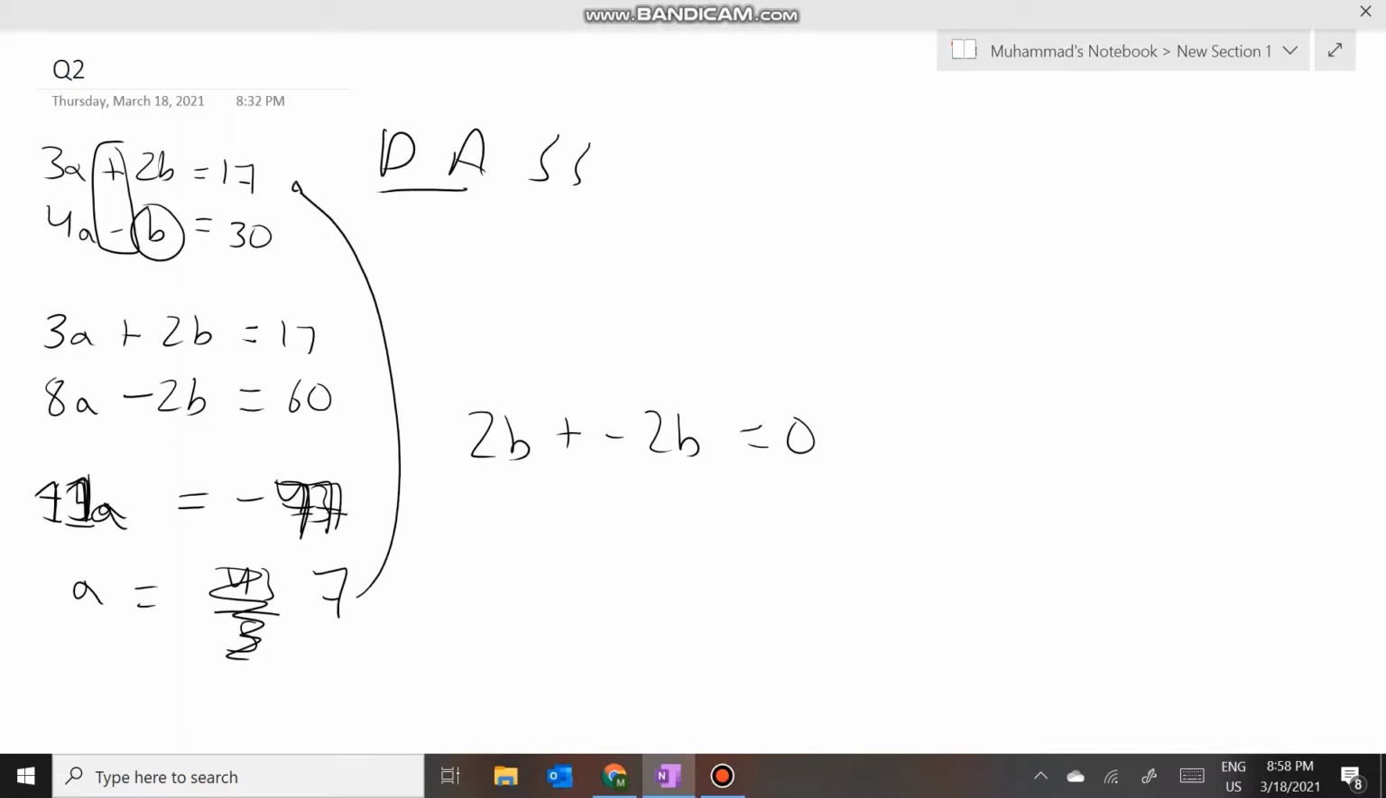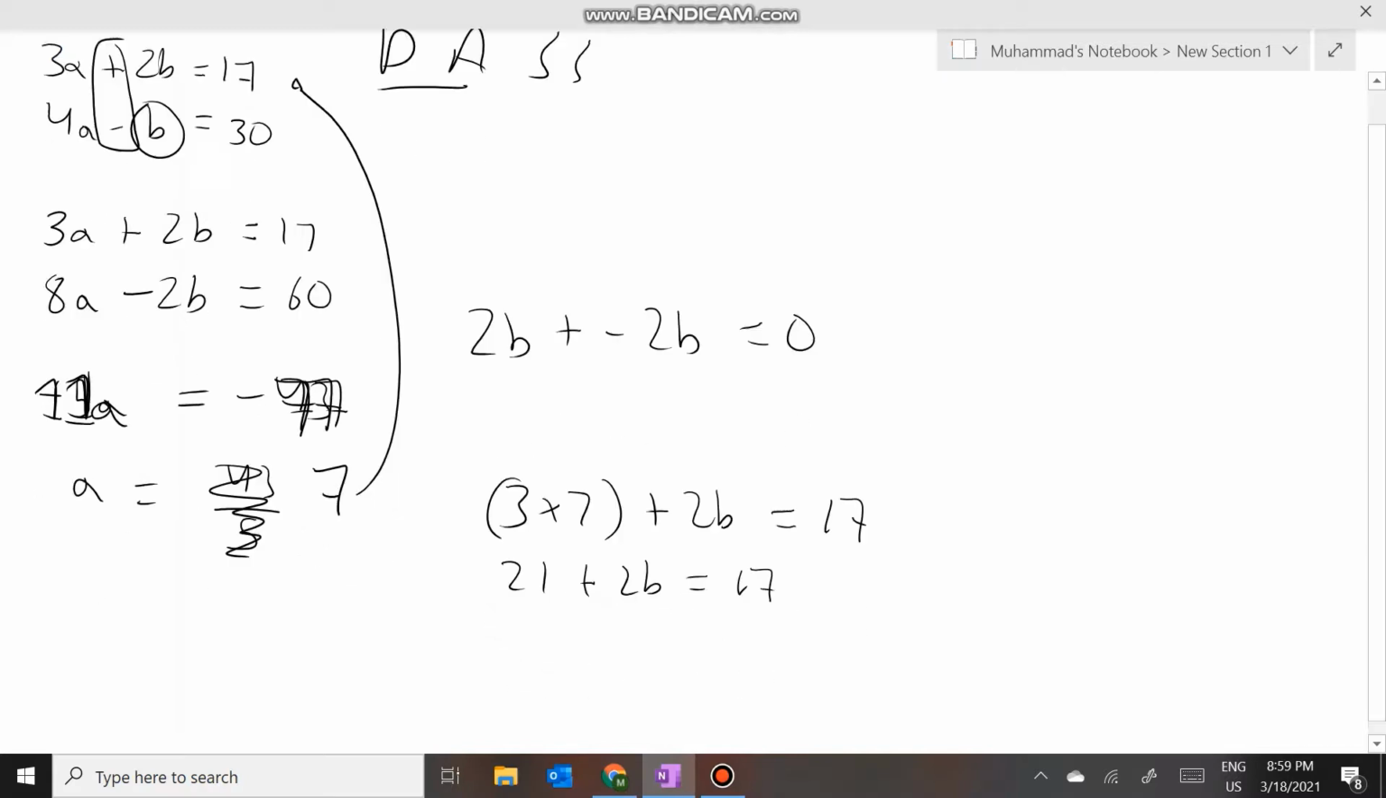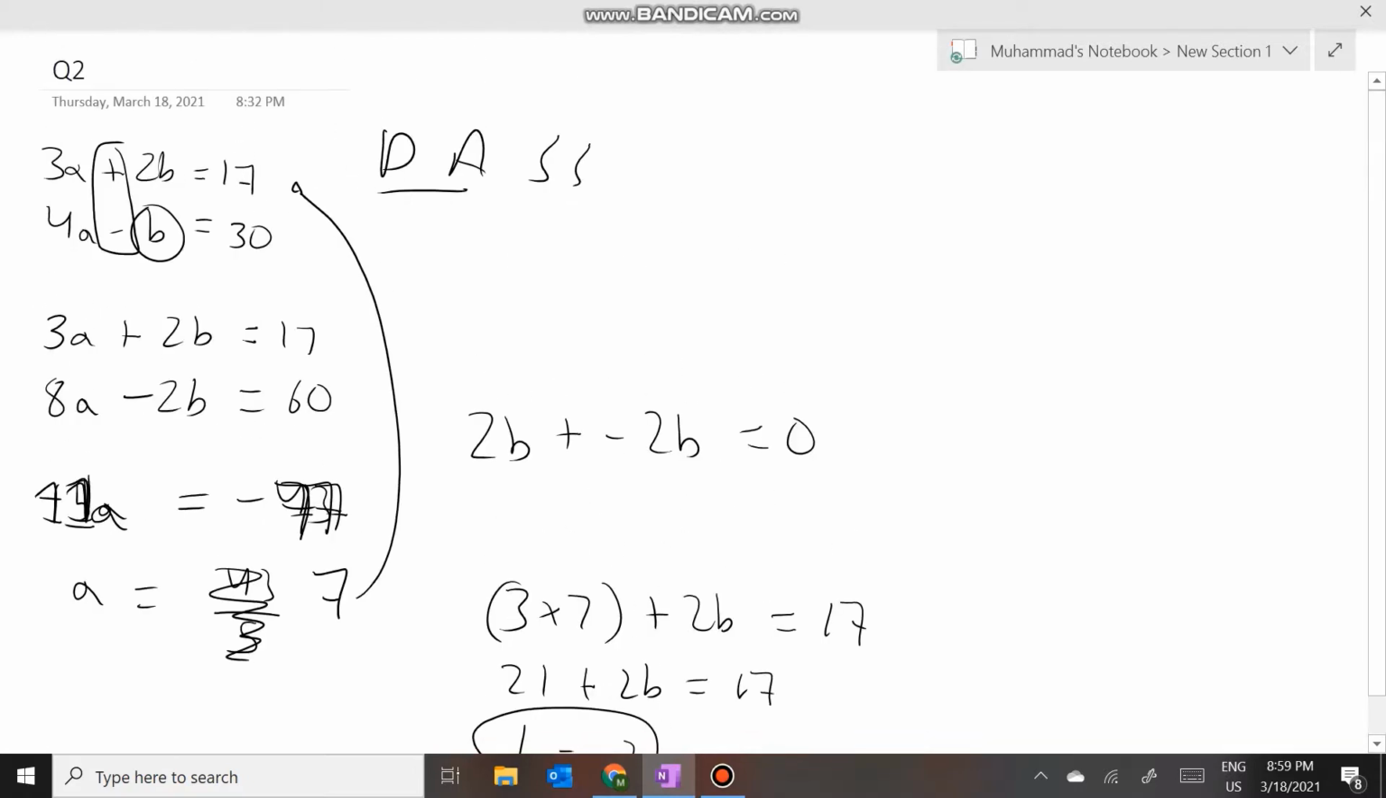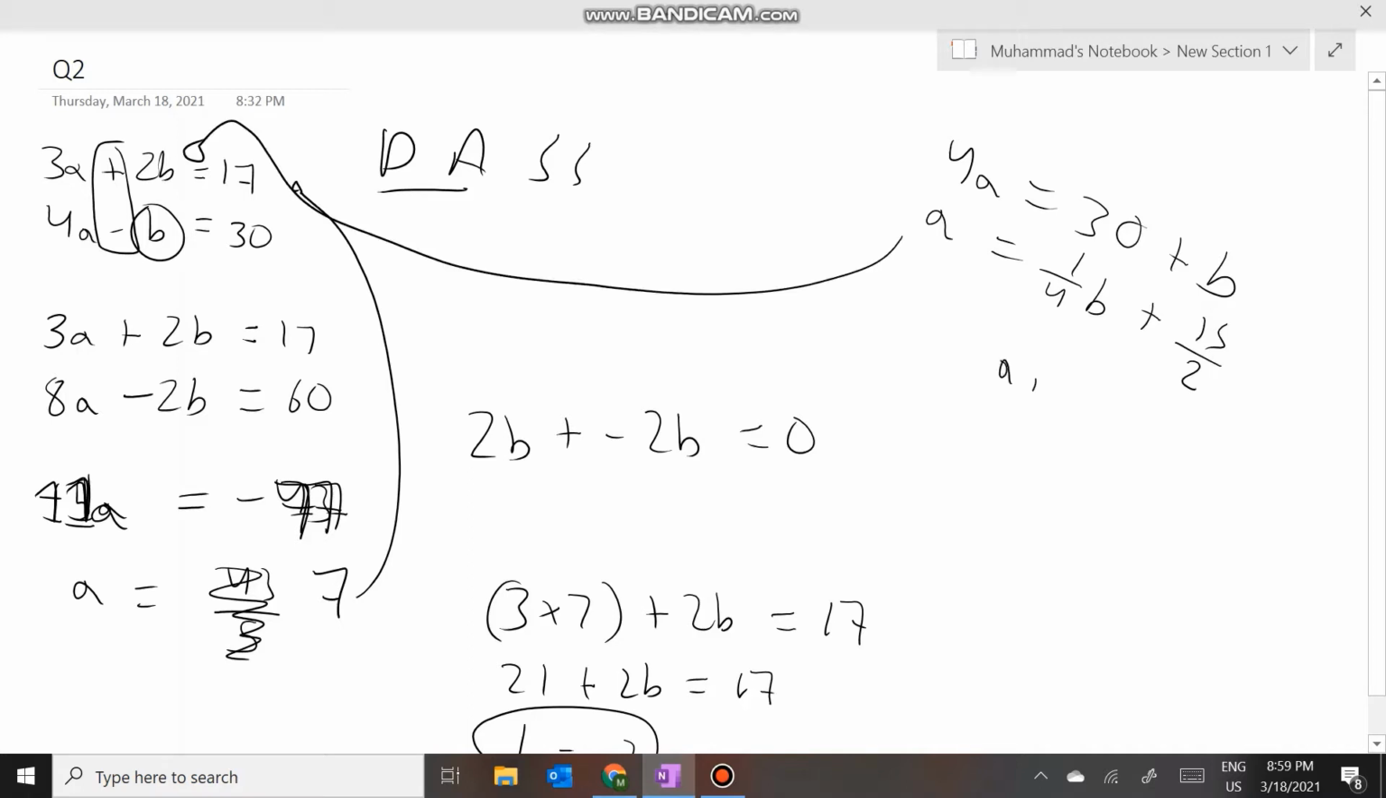You sub this value back into one of the equations. So 3 times 7 plus 2b equals 17. 21 plus 2b equals 17, so b equals minus 2. Alright. And for the substitution method, you do 4a equals 30 plus b, so a is basically 1 over 4 b plus, what would that be, 15 over 2. You sub this value in here, you find the value of a, and you find the value of b. Alright, that's how you do that.